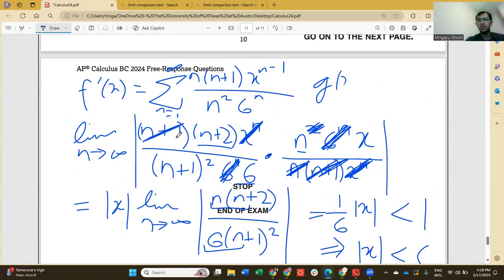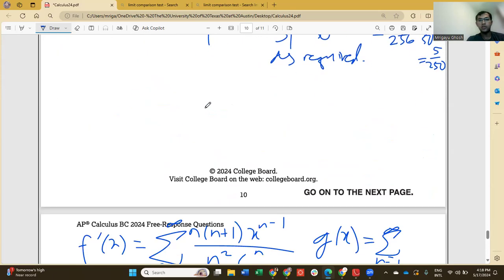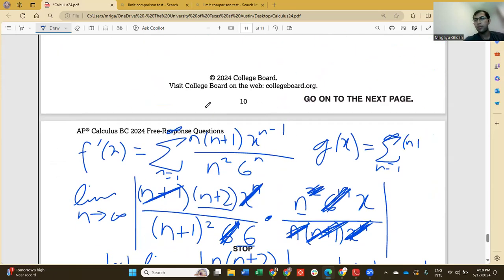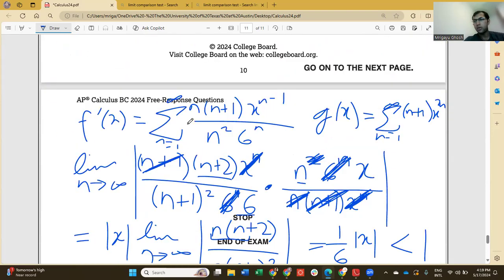G of x is equal to the sum of, what? N plus 1, x to the 2n. Then on the bottom, we have n squared times 3 to the n, right? Yeah, we have n squared, 3 to the n on the bottom.